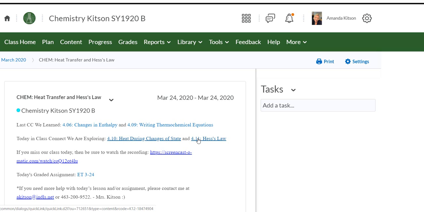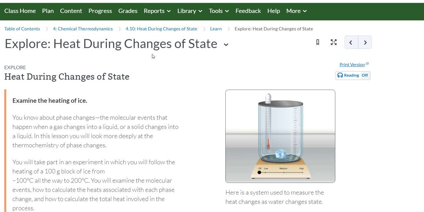it lags too much on your end. And so I'm just making this recording to deliver the lesson for today because I can record it and there won't be any lag and you can see in real time what I want you to see. So 410 is all about how heat energy, not temperature, but heat energy changes or is used during changes of state.